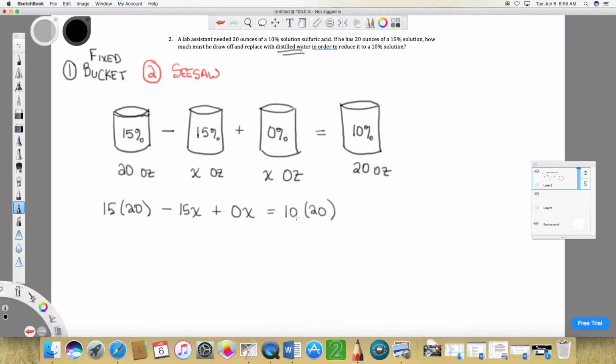So now I have one equation and one unknown, and I can solve for this. 15 times 20 is 300 minus 15x, that's 0, and 10 times 20 is 200. So if I subtract 300 from each side, and if I divide by negative 15, the negative divided by negative cancels, and 100 and 15 share a common factor of 5. So I have 20/3 ounces.